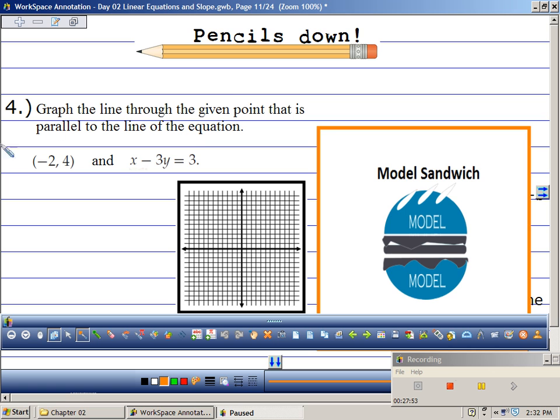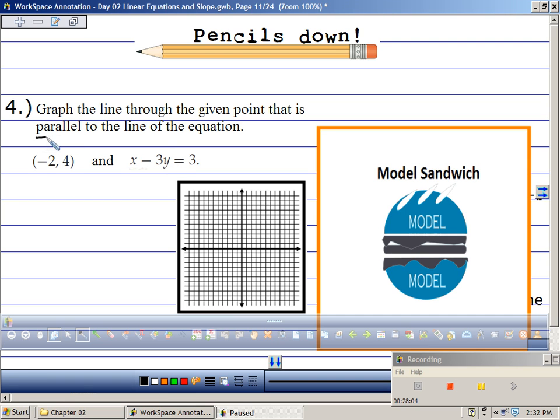Pencils down. Graph the line through the given point that is parallel to the line of the equation. So, a few different things here. I have an equation, and I know parallel lines mean same slope, right? So if I find the slope of this line right here, that'll tell me the slope of my line. So I'm going to say x minus 3y equals 3. I'm going to go ahead and subtract x from both sides.